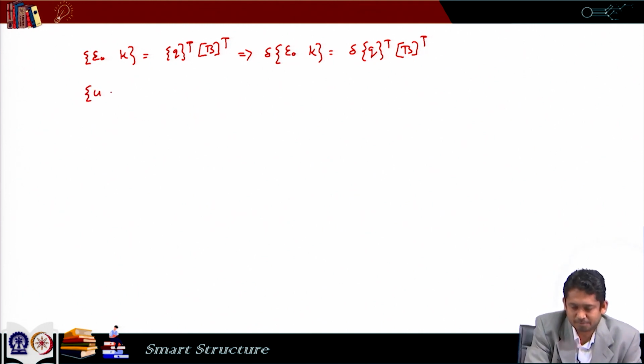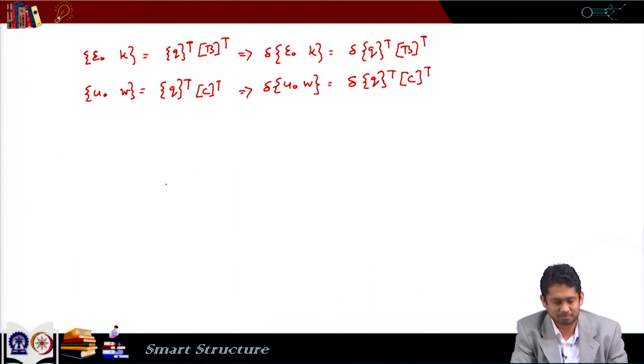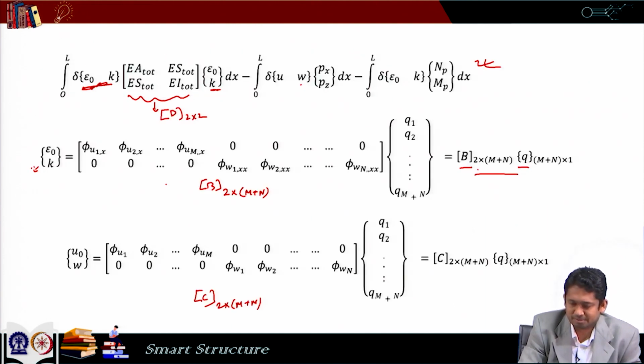Accordingly, we have U 0 and W, and that is Q transpose into C transpose. So, we have variation of U 0 W is variation of Q transpose multiplied by C transpose. Now, with the help of this, let me rewrite this expression.